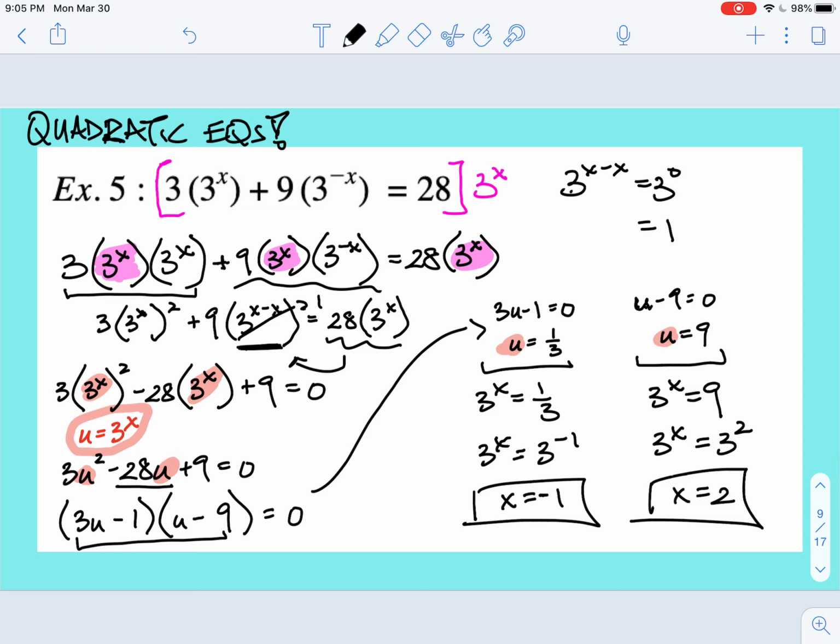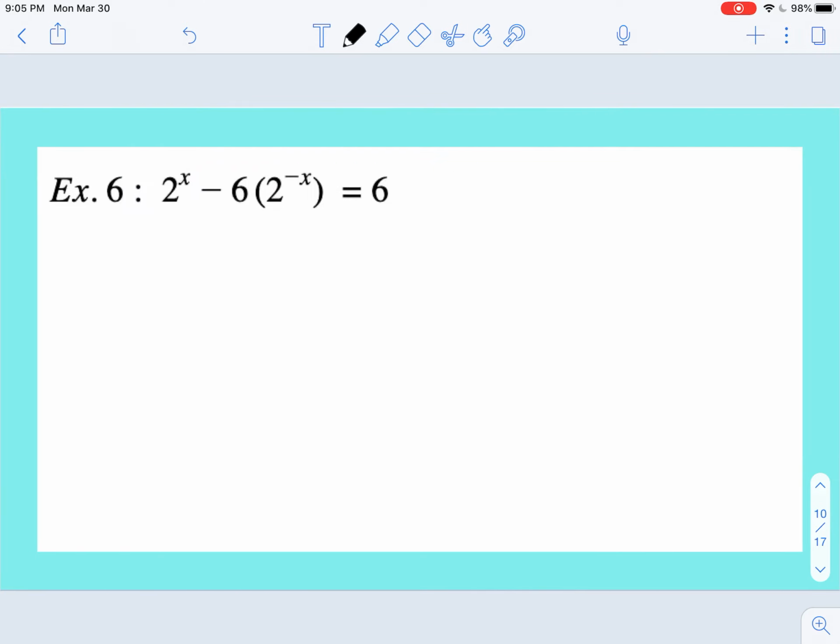Kind of a complicated example, but we're going to go ahead and try one more like it just to make sure we've really got it. And also to check out what happens if it's not factorable, okay? So, example number 6: 2 to the x minus 6 times 2 to the negative x equals 6.